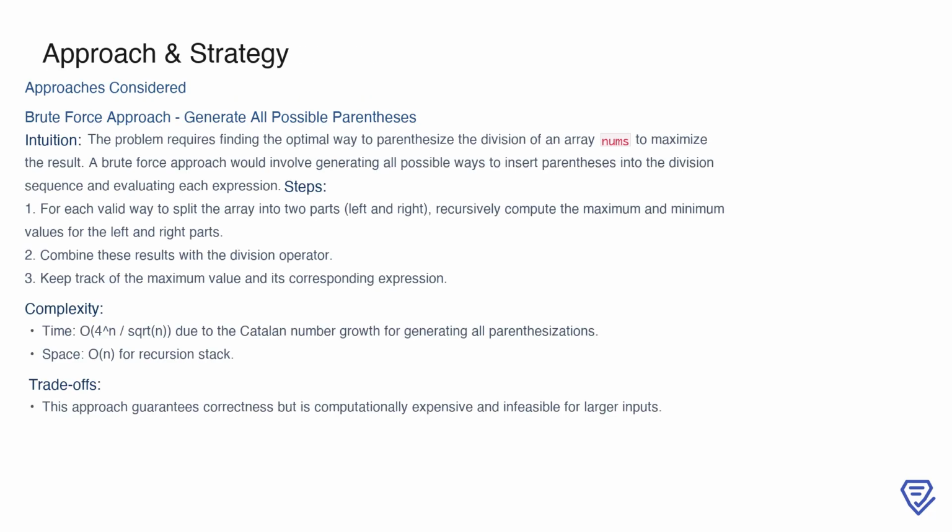To solve the problem of finding the optimal way to parenthesize a division sequence for maximum result, we first consider the brute force approach. The intuition here is to explore all possible ways to insert parentheses into the sequence. This involves recursively splitting the array into two parts and computing the maximum and minimum values for each split. By combining these results with the division operator, we can keep track of the maximum value and its corresponding expression.